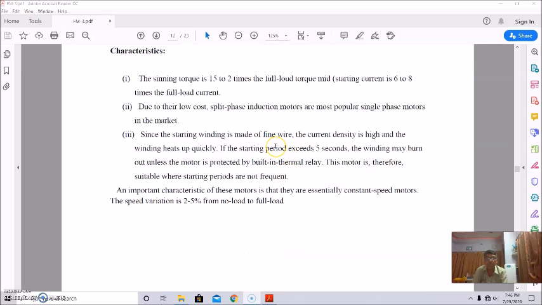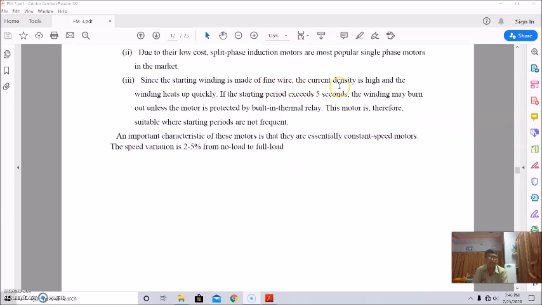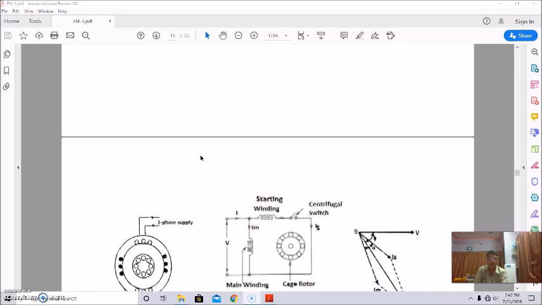Due to their low cost, split phase induction motors are the most popular single phase motors in the market. Since the starting winding is made of fine wire, the current density is high and the winding heats up quickly. If the starting period exceeds 5 seconds, the winding may burn out unless the motor is protected by a built-in thermal relay. This motor is therefore suitable where starting periods are not frequent. An important characteristic of this motor is that it is essentially a constant speed motor, and the speed variation is 2 to 5% from no load to full load speed.